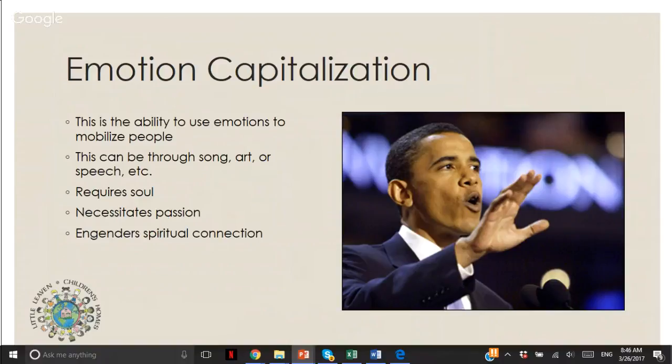It necessitates passion. You got to be passionate, and it engenders spiritual connection. It brings everyone to be one mind and one voice. It's that Holy Spirit connection that we talk about in spiritual development. And this is not an easy thing to do. It's something that you can't really be taught. You have to learn emotional capitalization. It can be learned but not taught.